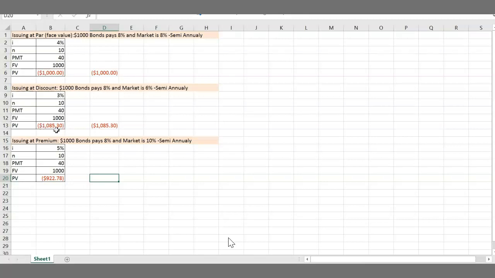This extra money that right now I'm collecting as a corporation from people at this moment is liability. So how much do I owe people at this moment? $1,085 because they just gave it to me. But any portion of this premium that I received, if it's not amortized yet, it will add to my liability. However, in the discount area, because my bond is paying only 8% and market is 10, my bond is no good.